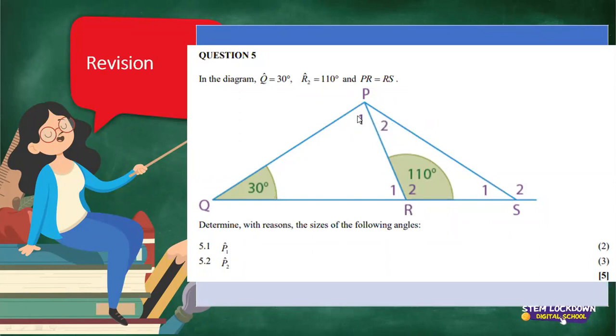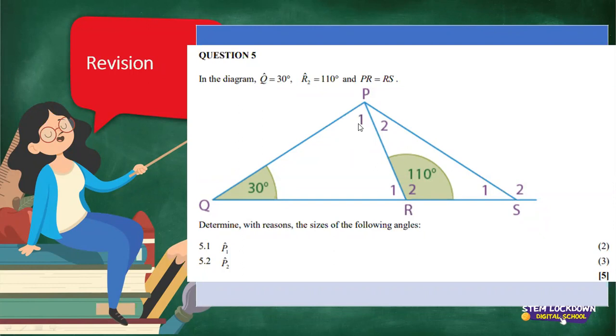So what is P1? We add everything together, because the sum of the interior angles of a triangle must be 180. So 30 plus 35 gives us 65, 65 plus 35 gives us 95, and 180 minus 95 is 85. So P1 is 85 degrees. Do you understand? I hope you understand that.